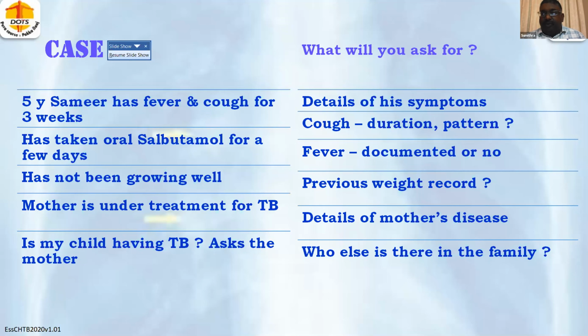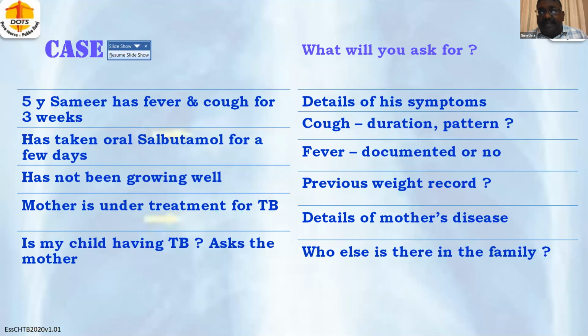Fever. It is very important to have a documented fever. So we can ask the mother to purchase a thermometer and document the fever so that we can really think whether it's a fever or not. And previous weight record. In order to know whether the child is growing well or not, we should have a weight record. This we can get from the immunization record.